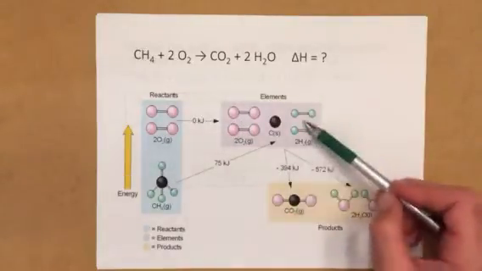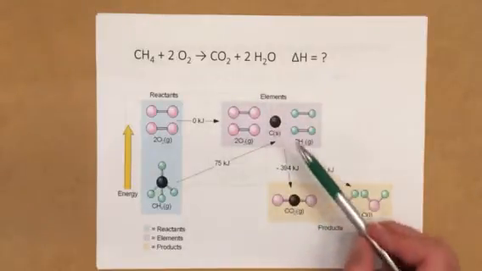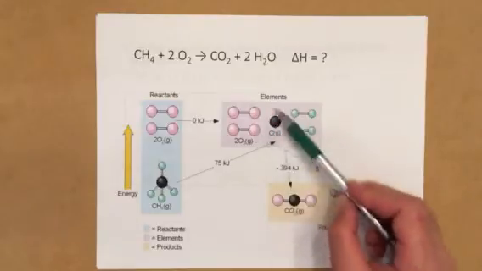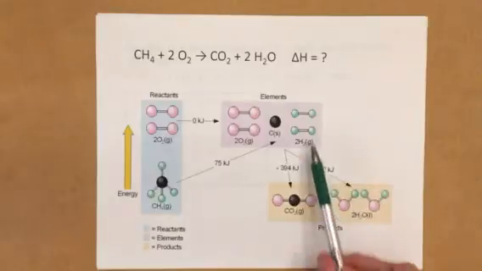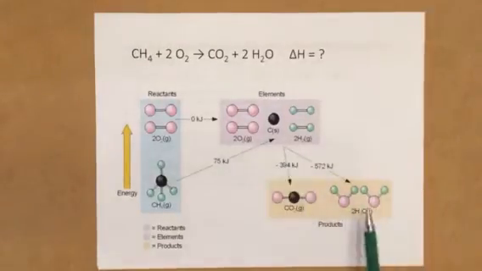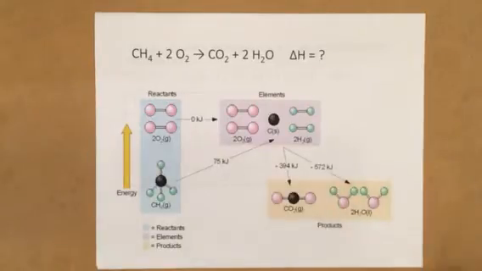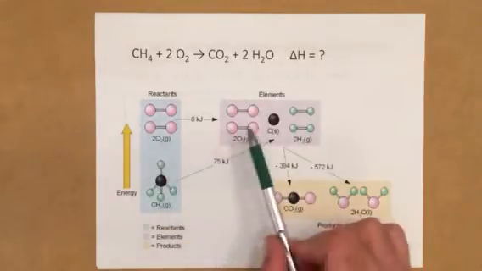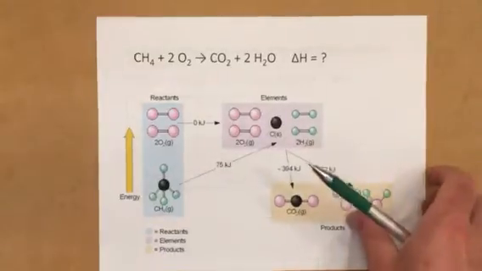And then we take these elements and make the products. The products of this reaction are carbon dioxide, so that's taking carbon and oxygen and forming carbon dioxide, and we know the enthalpy change for that. And then taking the hydrogen and oxygen, using those to make water, we can find the enthalpy change for that as well. So these values right here, you'd be looking up in a table. But basically, this is just a variation of Hess's law, where we are imagining that the reaction takes place by breaking everything apart into its elements, and then taking those elements and reforming your products.